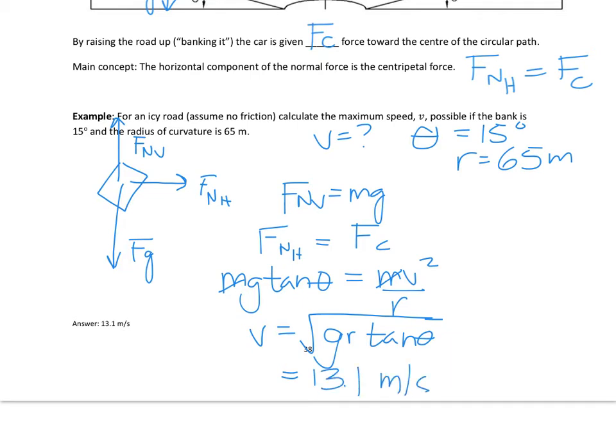So that's the maximum speed that would be supplied by that centripetal force, which is caused by the horizontal component of the normal force. All right? Pretty straightforward, but make sure you give the practice a try because you're going to want to have some confidence in how to do these problems, because you're definitely going to get a banked curve question on your test. Okay? Thanks everybody. See you soon.